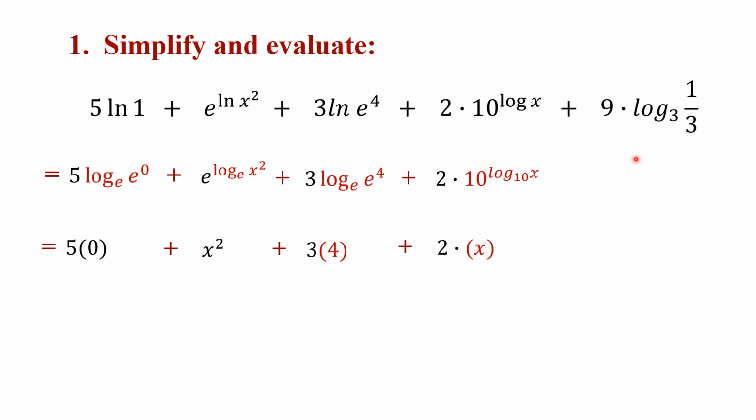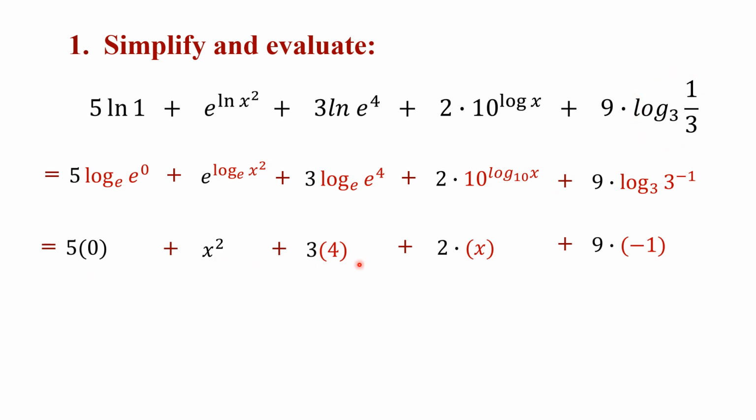And then for the last term, we have 9 times log base 3. And this must be transformed or written into base 3 also. So it's 9 log base 3 of 3 to the minus 1, because 1/3 is 3 to the minus 1. Now, since they have the same base, the answer here is minus 1. So this red expression is minus 1 times 9. So it's 9 times minus 1. Or you can just use a calculator in finding this.